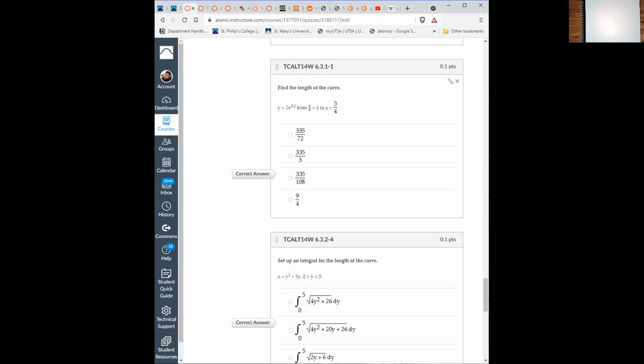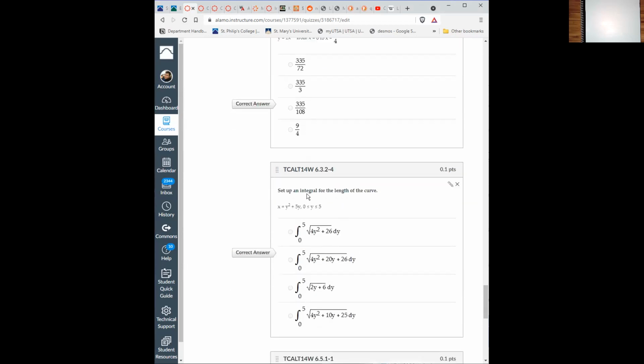Towards the end, you have a length of a curve, which is pretty easy. You just do the formula. Here you just set it up. So you pick the right one.